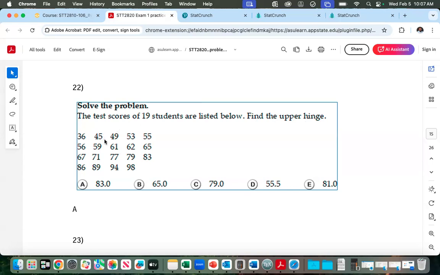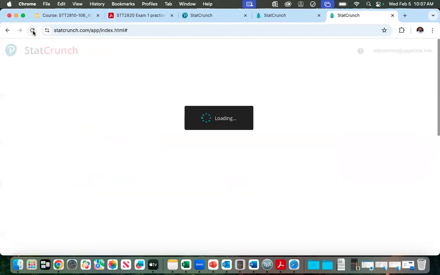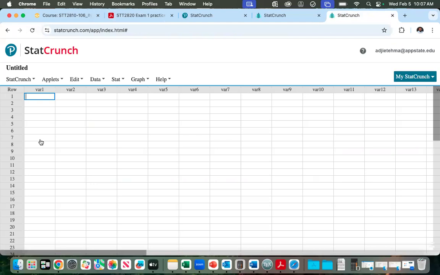Now we want to find the upper hinge, and we have this data set here. It is good that we are able to use StatCrunch to compute that. So let's get to StatCrunch and then input the numbers. You can input the numbers by yourself. I also do mine, and then we could all double check and find out which is the correct one. If you're having challenges, I could also assist you.